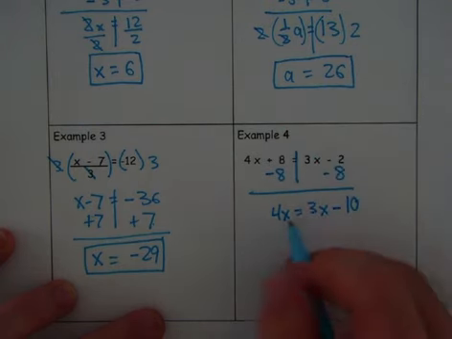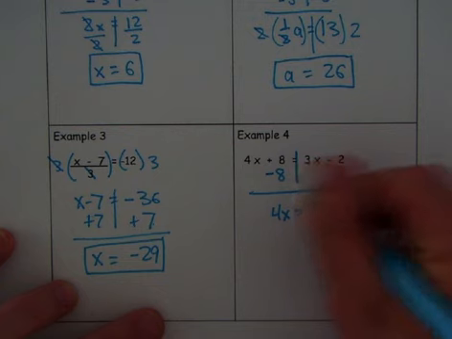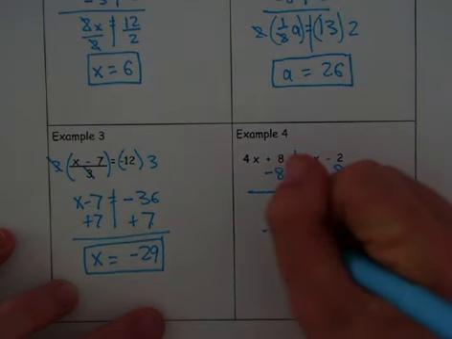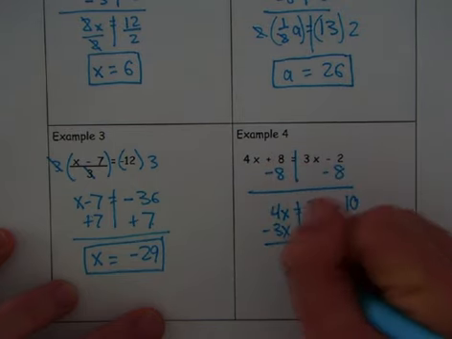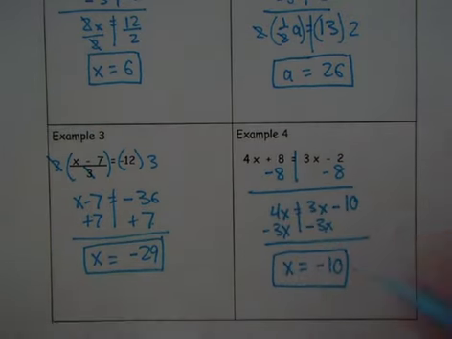Well, now I want to get it so the x is only on one side of the equation. Well, I've got 4x here and 3x here. So I'm going to get rid of the x over here. To do that, I'm going to subtract 3x. Well, guess what? If we subtract 3x there, we've got to subtract 3x here. We're left with x equals negative 10. 4x minus 3x leaves 1x. That equals negative 10. Pretty straightforward.